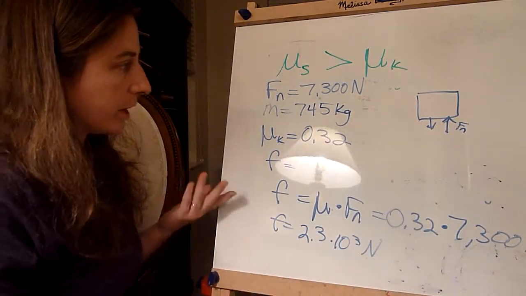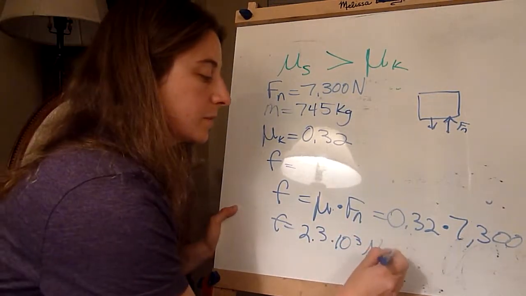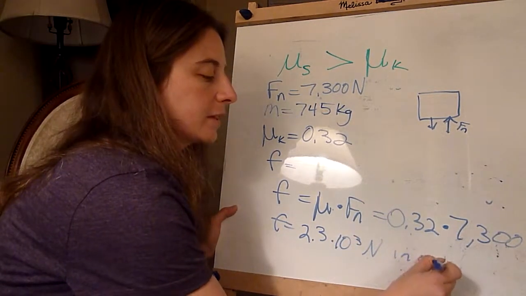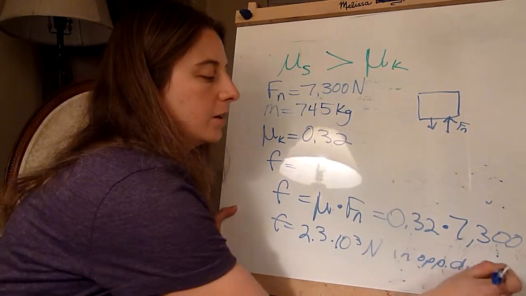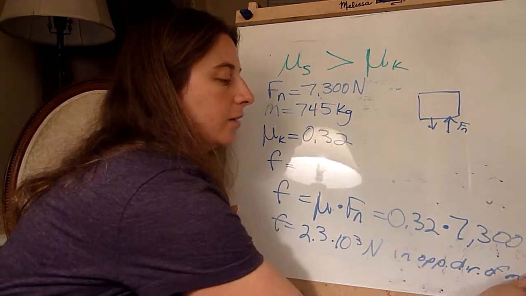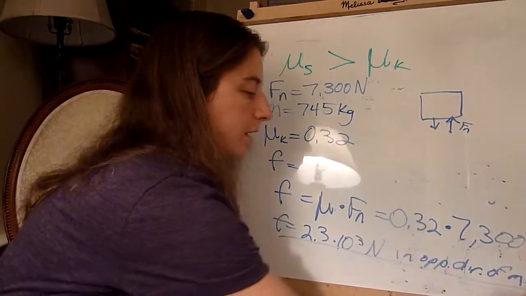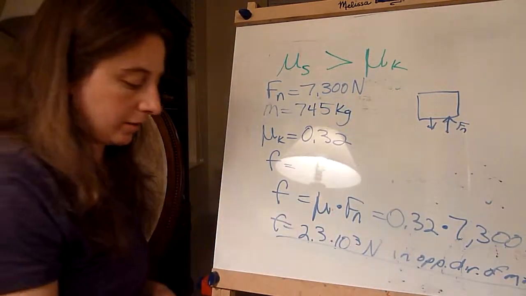And we have to find a direction. Friction always opposes motion, so it's in the opposite direction of motion. Every force is a vector quantity, and you need to have direction.